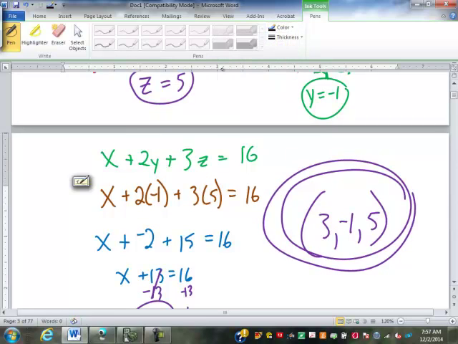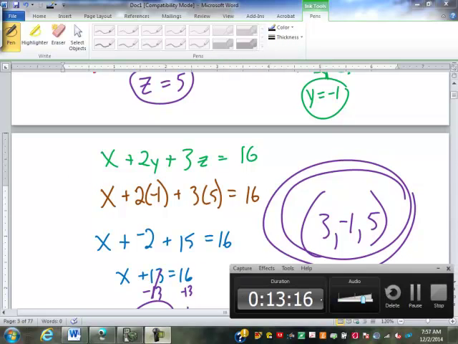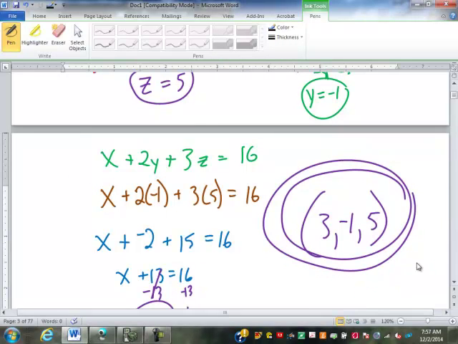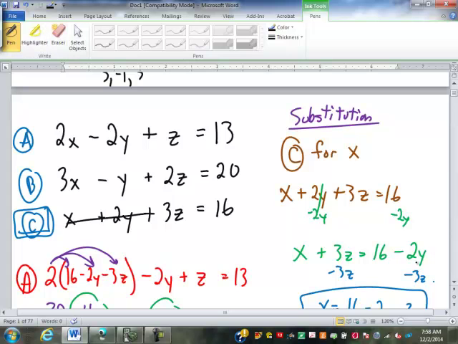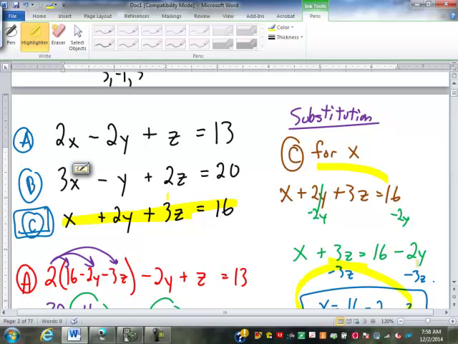What do you think? Yeah, that's a lot. Once we decided that we were going to solve equation C for x, that meant once we solved it for x, we're going to have to put that in for x in the other two equations.